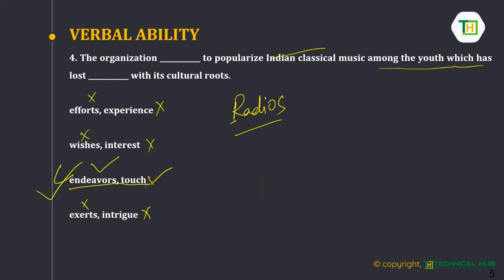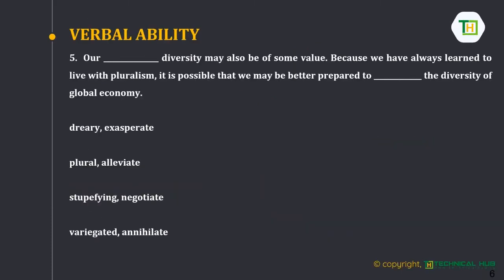Good. So moving into the next question. Our dash diversity may also be of some value because we have always learned to live with pluralism. It is possible that we may be better prepared to dash the diversity of a global economy. So now let us see one by one what the words mean. Let me explain first, then we'll go to the answer. So what is the answer?